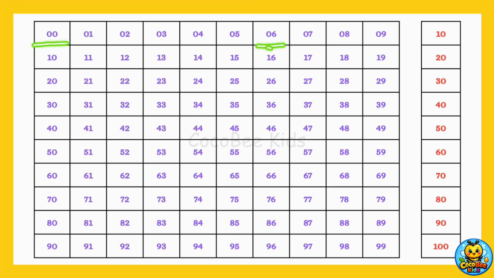Which family does the number 6 belong to? It belongs to the family of zeros. And the number 6 lies between? Zero and 10. Which family does the number 34 belong to? It belongs to the family of 30s. And 34 lies between? 30 and 40.